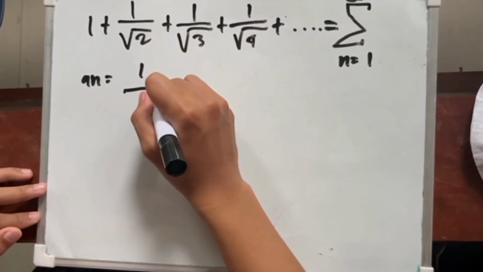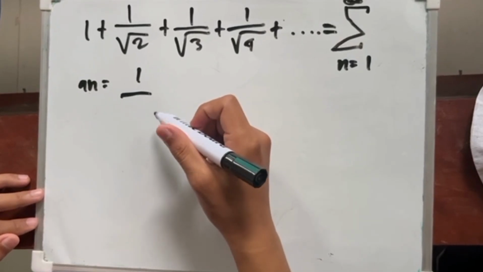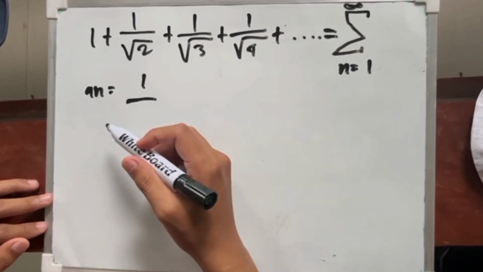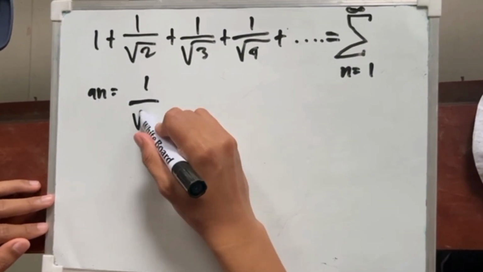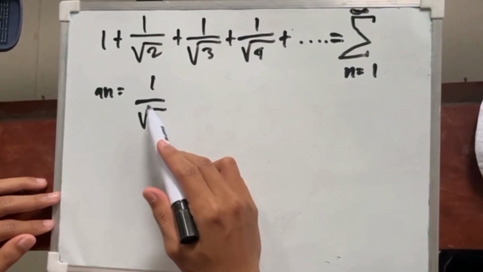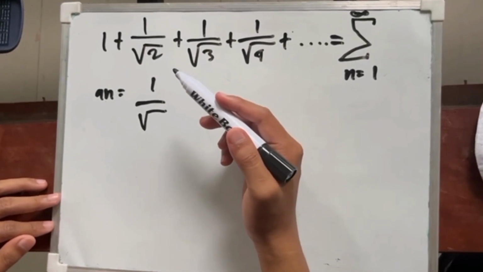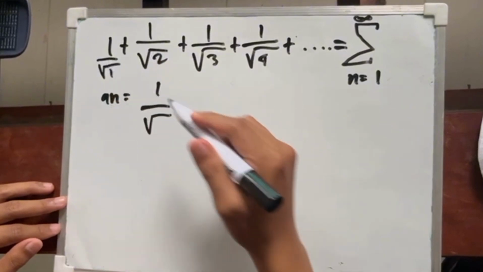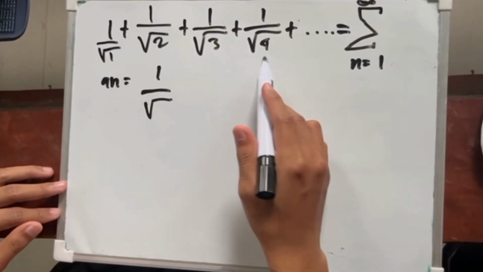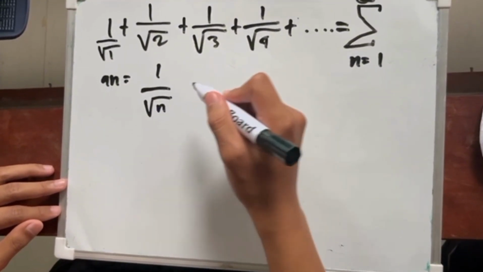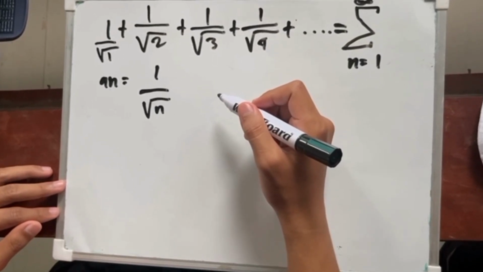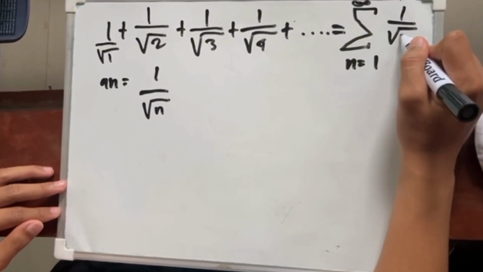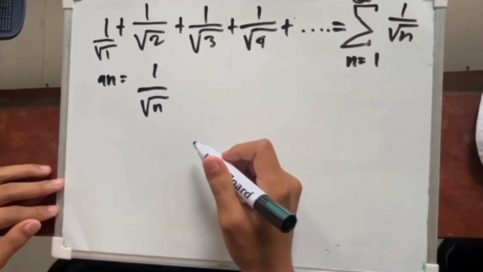So to write the formula, we're going to put a 1. The second thing that doesn't change is the square root symbol. So we're just going to write square root, but not the number inside the square root. The number changes: for the first term it's 1, for the second term it's 2, so for the nth term it's going to be n. So a sub n is 1 over the square root of n.